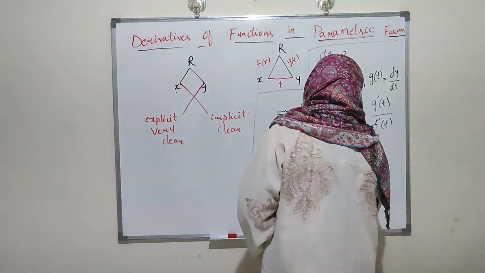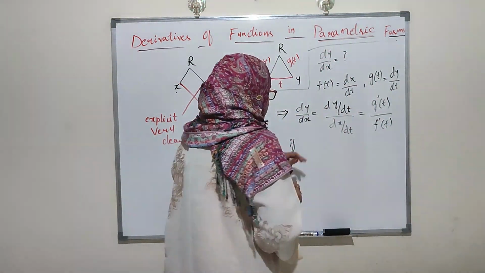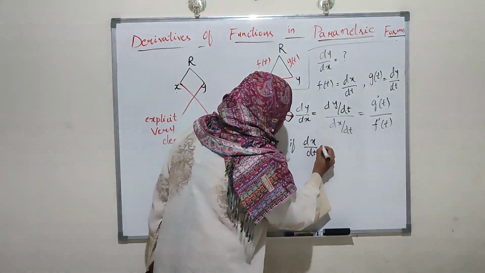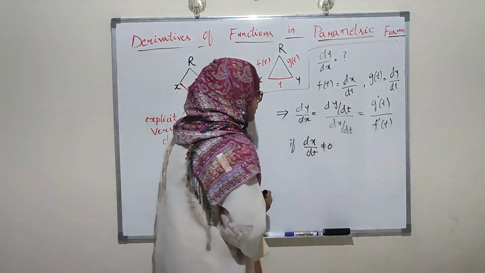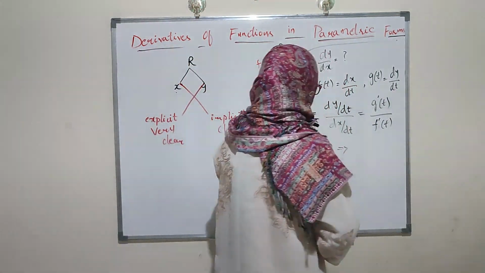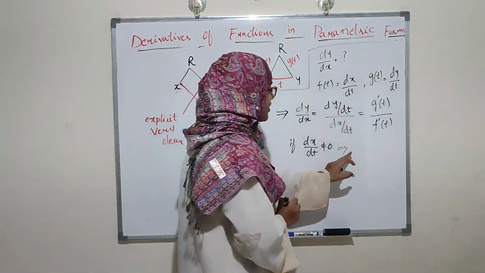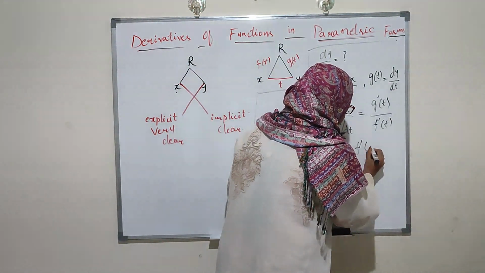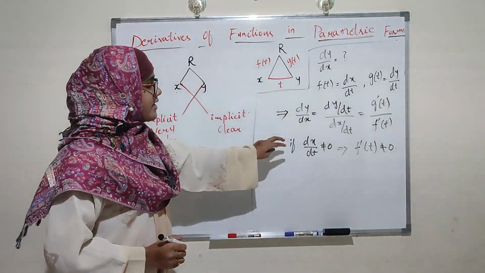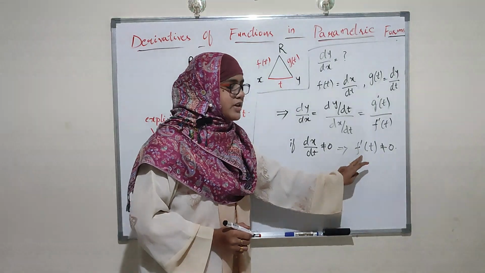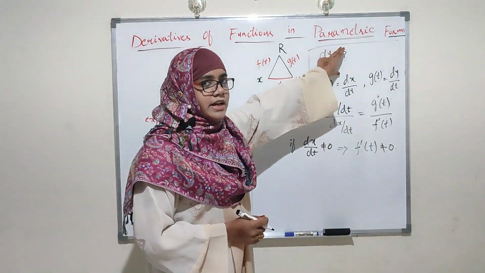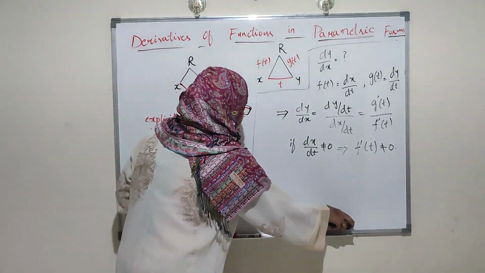But what is the condition? If it is a condition, dx by dt should not equal 0. Similarly, what is dx by dt? Dx by dt is nothing but f dash of t. This implies f dash of t is not equal to 0. Why? If dx by dt or f dash of t is 0, what then is the value of dy by dx, what will we get? I will show you here.